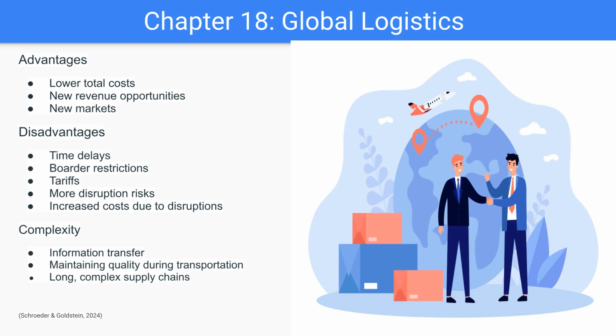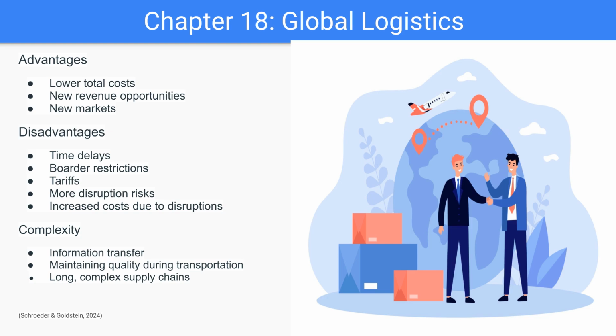Chapter 18 looks at global logistics. So global logistics refers to the transport of goods through a supply chain and across country borders. Some advantages include lower total cost, new revenue opportunities, and new markets. Some disadvantages include time delays, border restrictions, tariffs, more disruption risk, and increased cost due to disruptions.